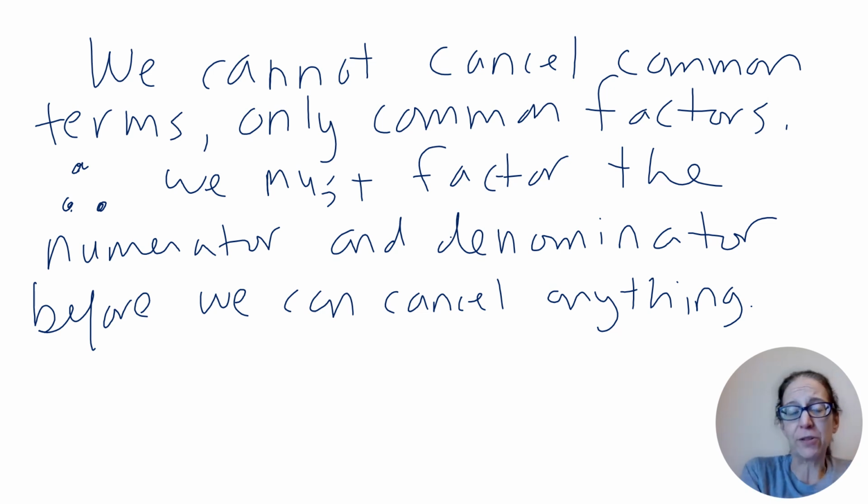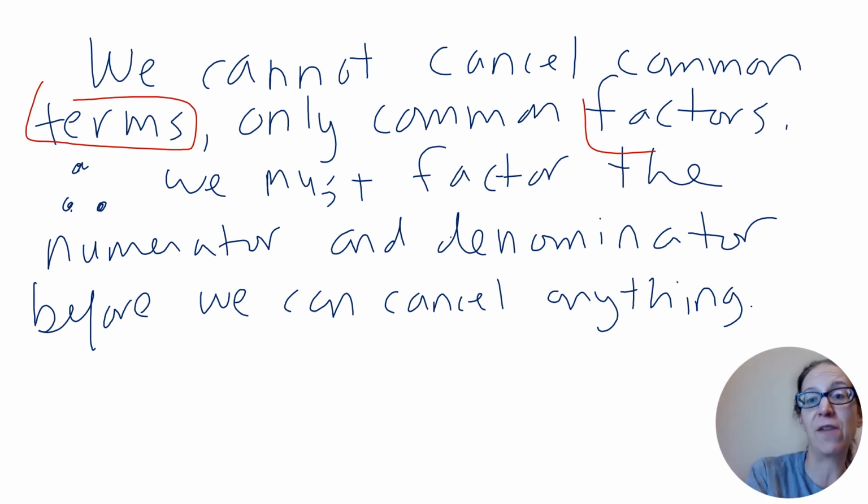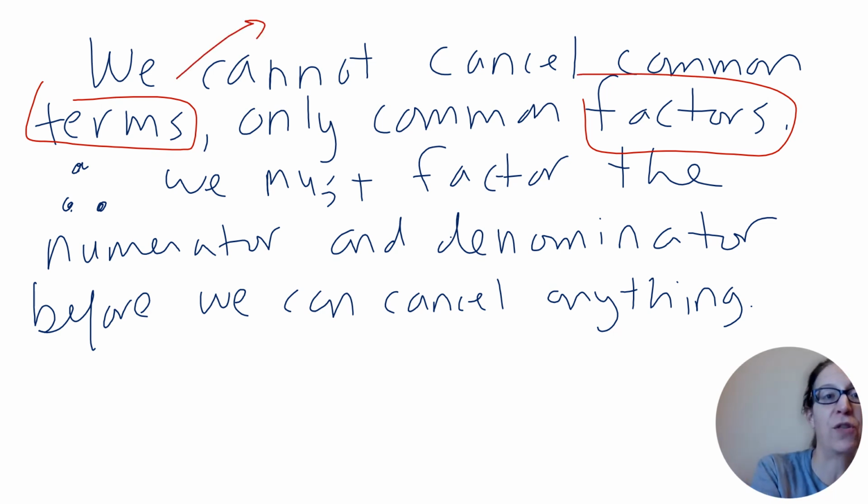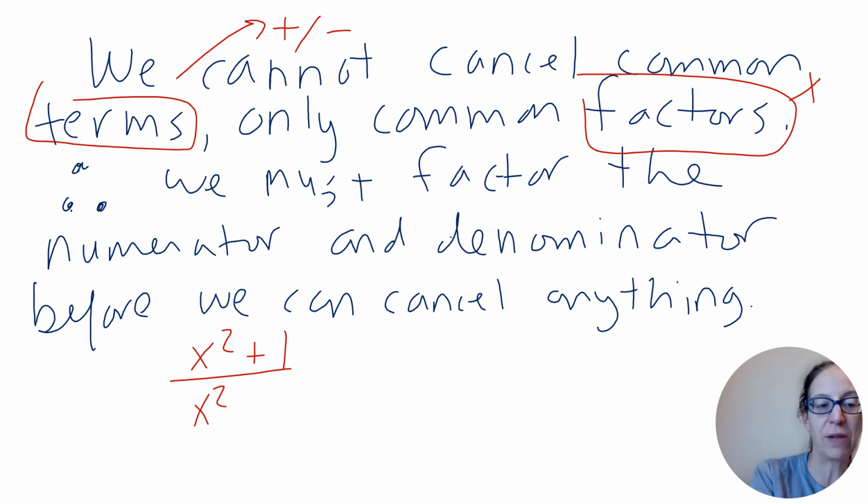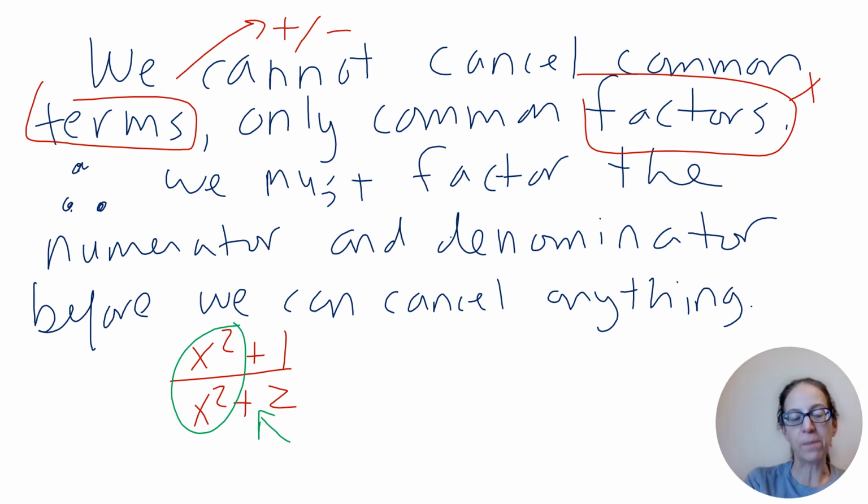This is where vocabulary is really helpful. You need to know the difference between a term and a factor. Terms are things that are added or subtracted, and factors are multiplied. And so that's why if you have x squared plus 1 over x squared plus 2, these are terms because of that plus sign right there, and you cannot cancel them. You can only cancel common factors.